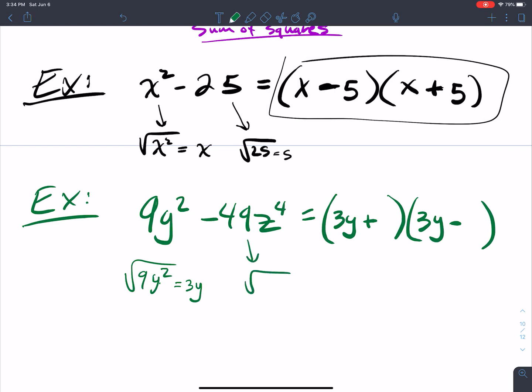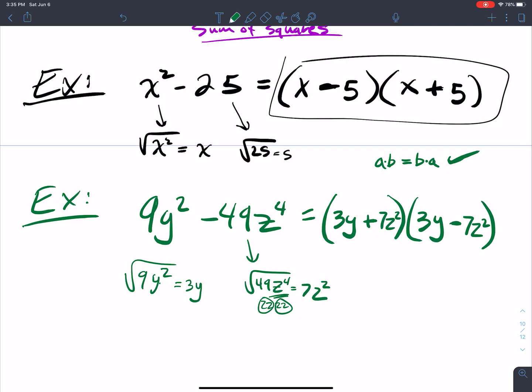You just got to put one positive, one negative. And then this other one is 49z to the 4th. Square root of 49 is 7. Square root of z to the 4th is z z, so there are 2 groups of z that come out. So one is a plus 7z squared and one is a minus 7z squared. If you had flopped around the plus and the minus sign, that'd be just fine. The order in which you multiply does not matter. A times b is the same as b times a.